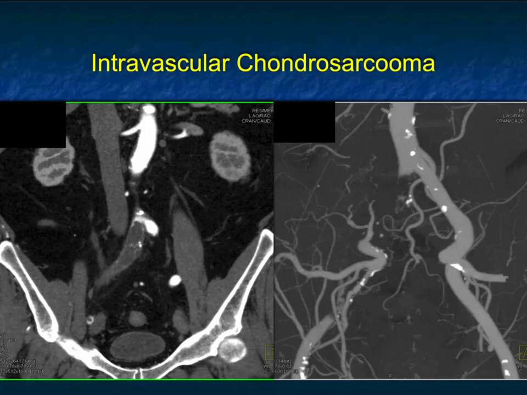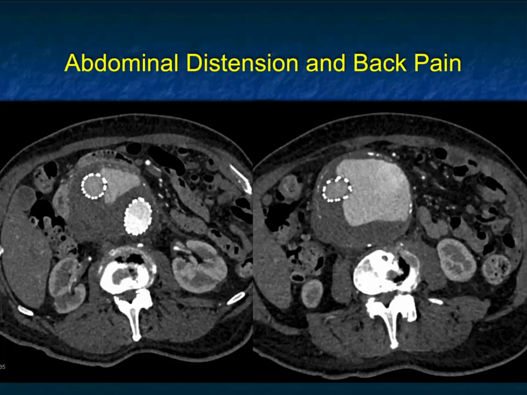Every filling defect, or 99.9% of filling defects, are pulmonary emboli. Every once in a while, you have a sarcoma of the pulmonary artery. It's larger, it's longer, and it doesn't get better with therapy. So again, tumors can occur within vessels, and this was a very, very unusual case.